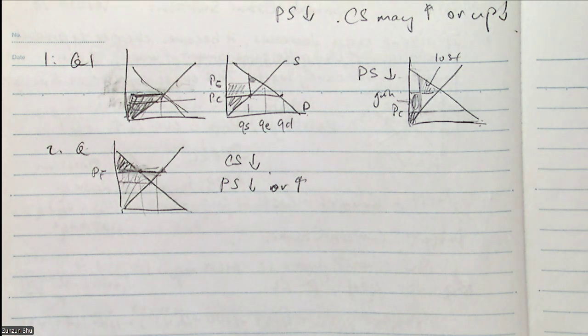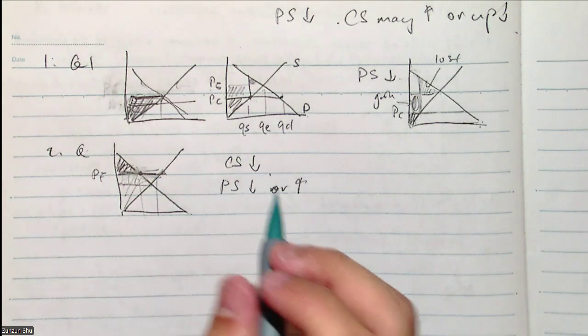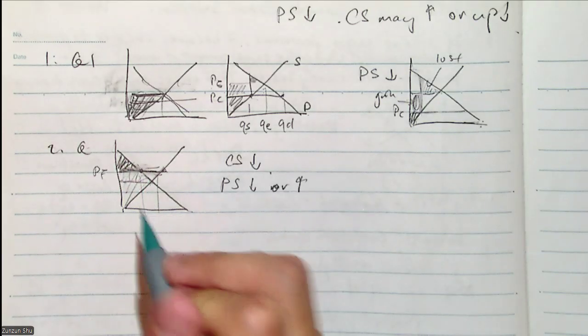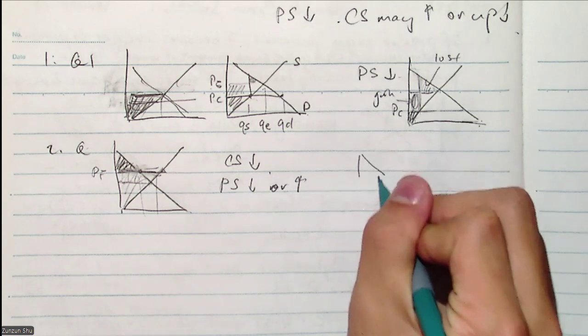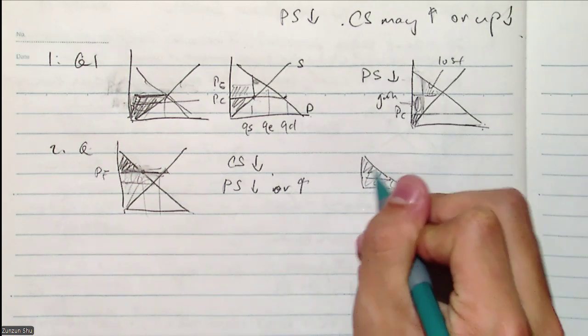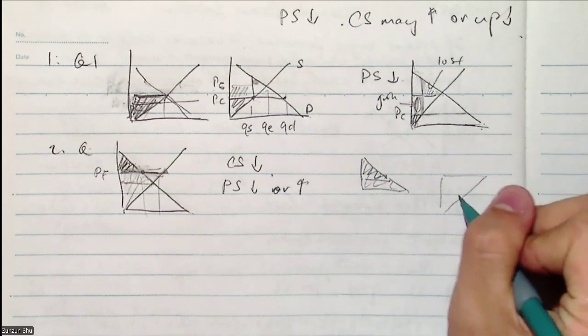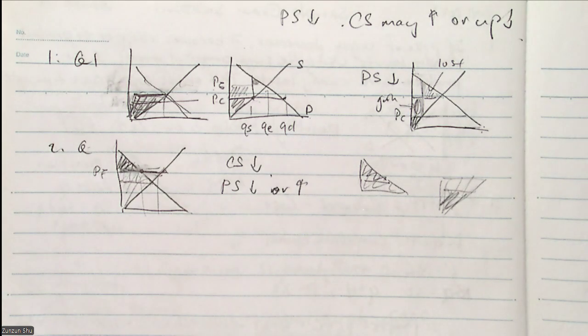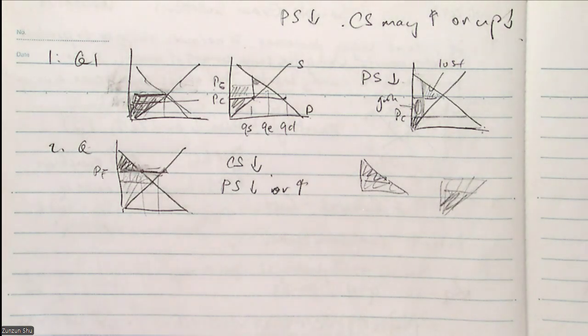Anyways, so where are we again? The idea is to see that one will certainly decrease, and the other one may or may not. And how do we know if it certainly decreases? Well, just take a look. It went from a bigger triangle to a smaller triangle. But likewise, if it's producer surplus, it went from a bigger triangle to a smaller triangle. That would definitely signify decrease. So that's how we would do things like that.